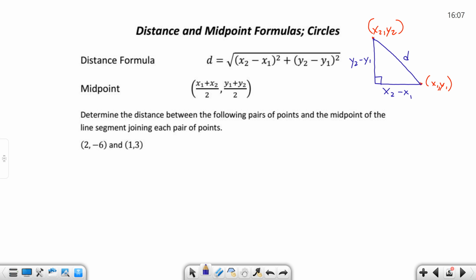Add up the x's, divide by 2. Add up the y's, divide by 2. And look, a lot of books have an xM and yM, and they go out to the side and say what they are. I just put them in my ordered pair here and said what they were. So let's go find the distance and the midpoint for these 2 points right here. Let's call this x1, y1, and x2, y2, right?